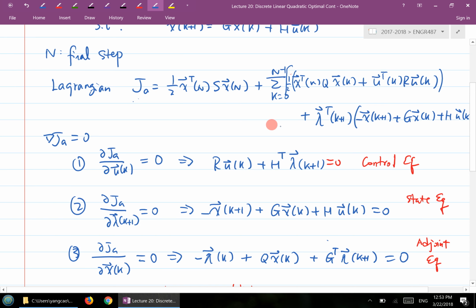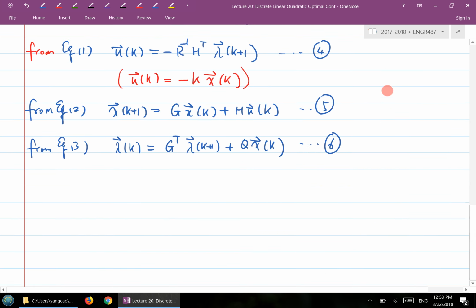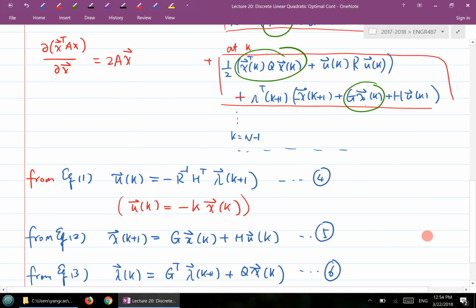Okay, so let's go back to the Lagrangian. There's one more partial derivative we still need to write down. We have taken the partial derivative with respect to u, lambda, x already. So the last one, let's take the partial derivative with respect to the last state x of n. So partial J over partial x of n, and of course that equals s times x of n, like this.